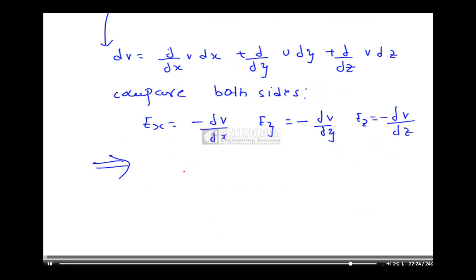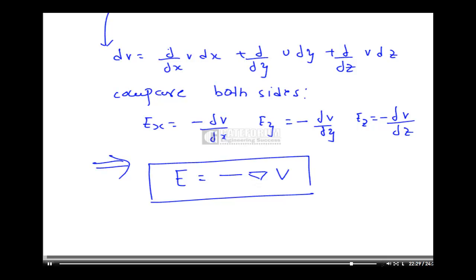So this implies E is equal to minus del V. Electric field is nothing but the gradient of the potential. Electric field intensity is the gradient of V.